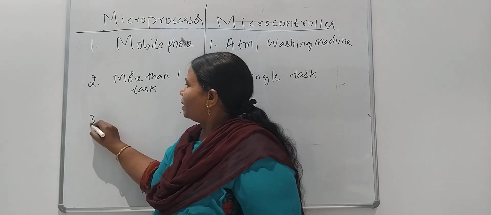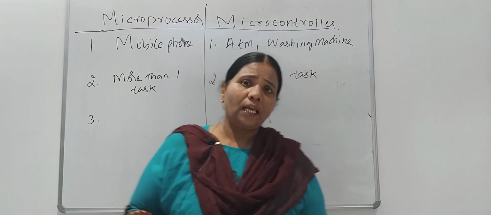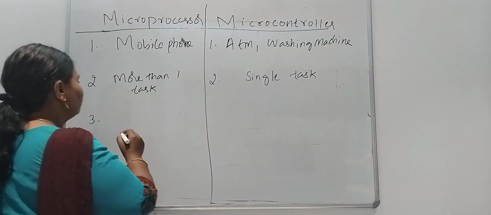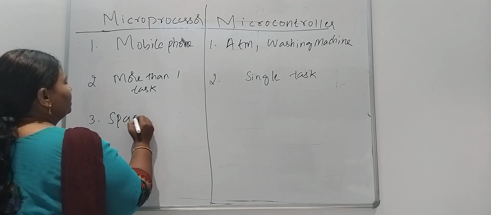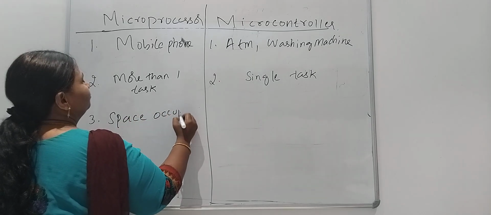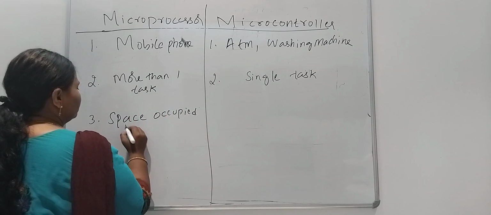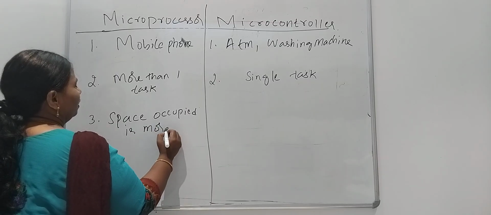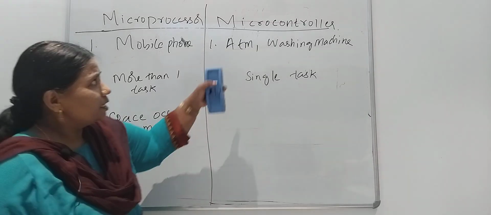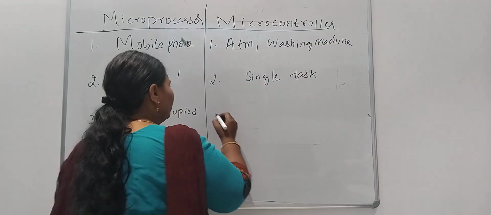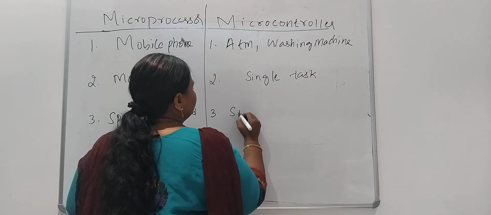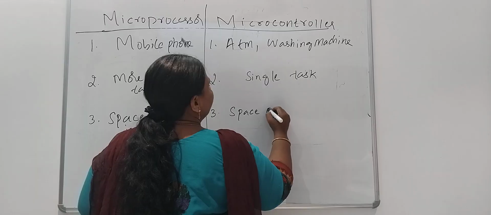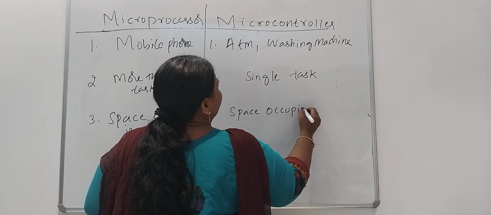Next, because it is connected externally, the space occupied by your microprocessor is more. Whereas everything is present inside your microcontroller, so the space occupied is less.